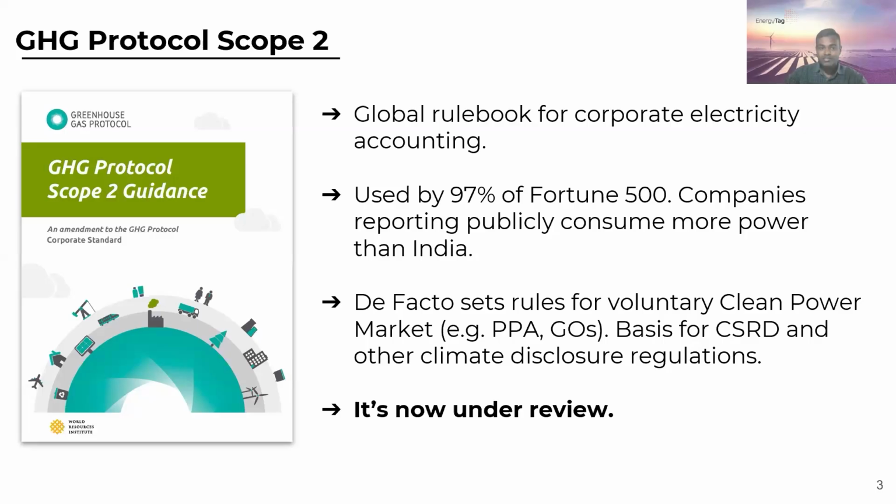This particular guidance is currently under revision. It is used by over 97% of Fortune 500 companies. That shows how popular this standard is and its coverage among the corporate community and supply chain to account for their greenhouse gas emissions. Companies use it to account for their greenhouse gas emissions and report it to their stakeholders through publicly available reports, etc. Companies who also participate in disclosure platforms such as the Carbon Disclosure Project, etc.